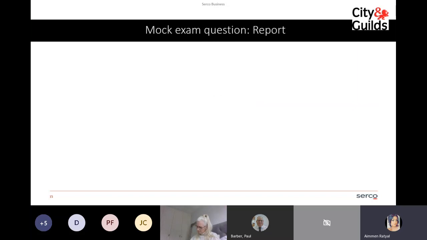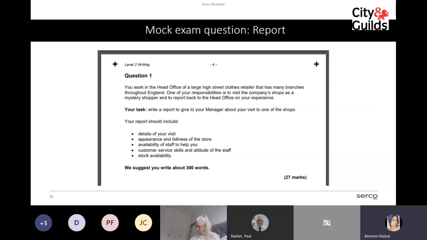And then the next one is a report. So again, you work in the head office of a large high street clothes retailer that has many branches throughout England. One of your responsibilities is to visit the company's shops as a mystery shopper and to report back to the head office on your experience. Write a report for your manager about your visit to one of the shops. So the details you should include are details of your visit, appearance and tidiness of the store, availability of staff to help you, customer service skills and attitude of the staff, and stock availability.